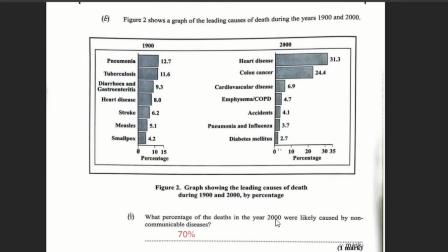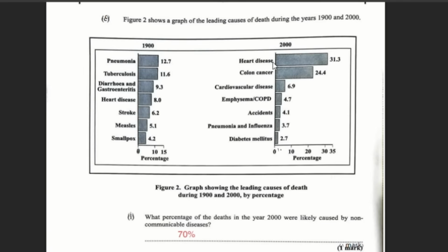So first, what is a non-communicable disease? Basically, it's a disease that cannot be passed on. For example, if you touch somebody, they cannot just get it, right? So that is what they're asking. What percentage were caused by non-communicable diseases? The first one up here is heart disease, right? If I touch somebody, they cannot just get heart disease just because I have it.